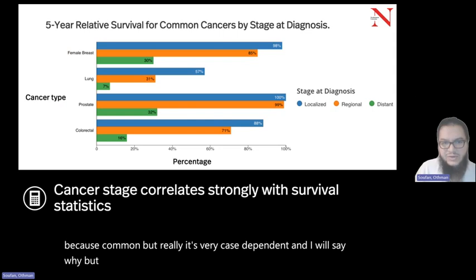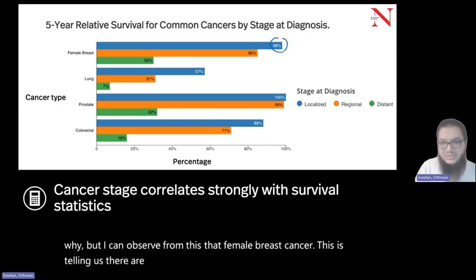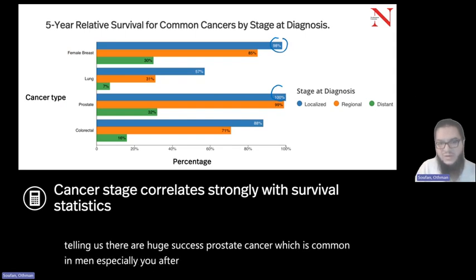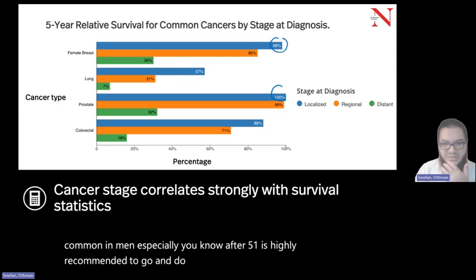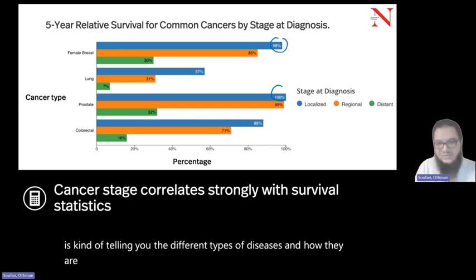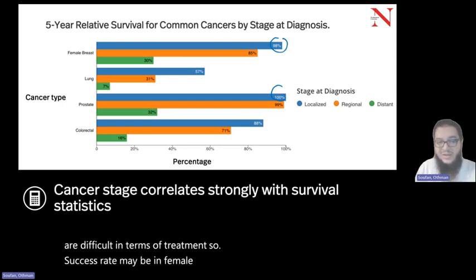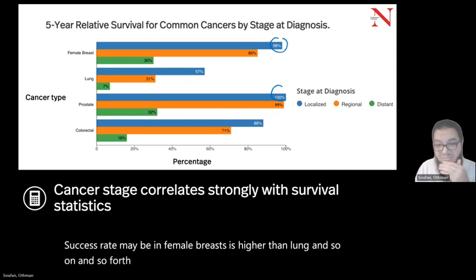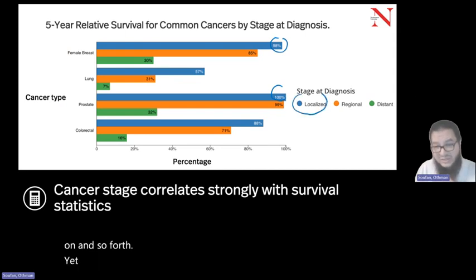But I can observe from this that female breast cancer has huge success. Prostate cancer, which is common in men, especially after 51, is highly recommended to go and do some tests and examination. This is telling you the different types of diseases and how difficult they are in terms of treatment. So the success rate in female breast cancer may be higher than lung, and so forth. Yet it really depends on the stage.